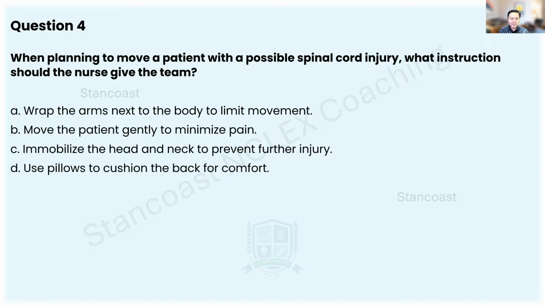What is your answer here? When planning to move a patient with a possible spinal cord injury, what instructions should the nurse give to the team? Is it A, wrap the arms next to the body to limit movement? I really don't know what that is. B, move the patient gently to minimize pain. C, immobilize the head and neck to prevent further injury. And D, use pillows to cushion the back for comfort. We don't have any other correct answer but letter C.